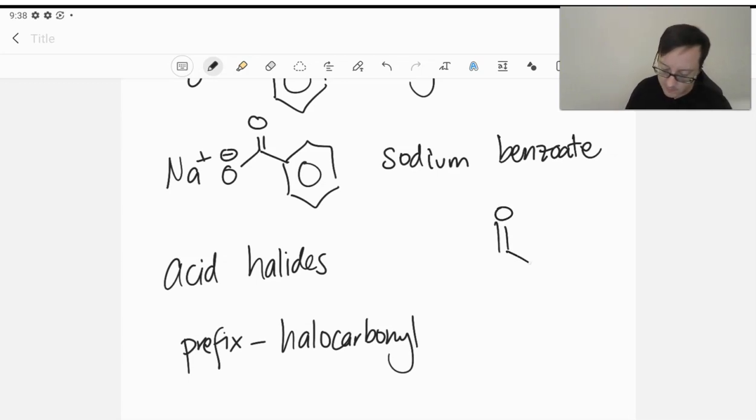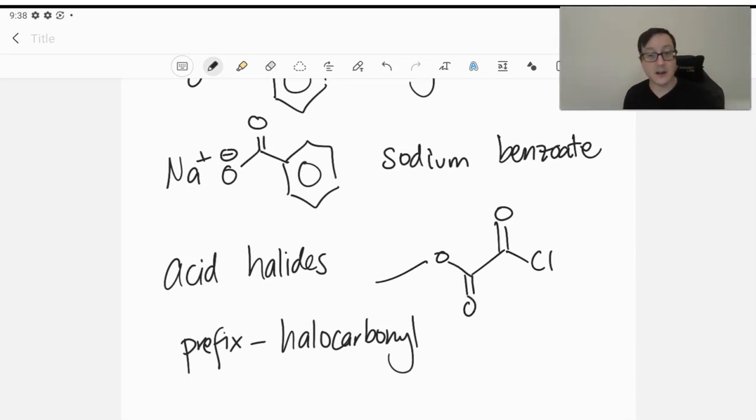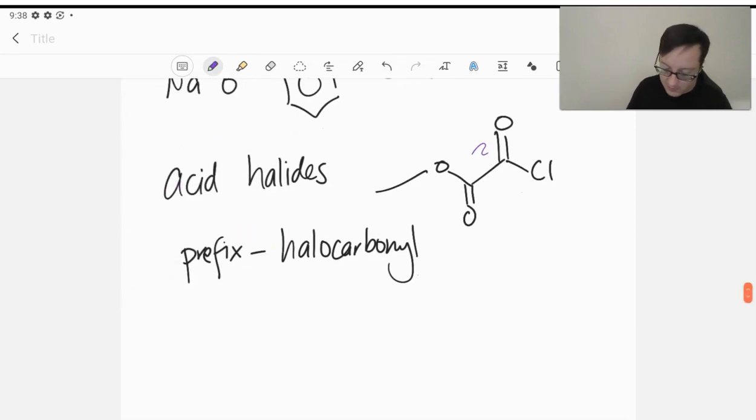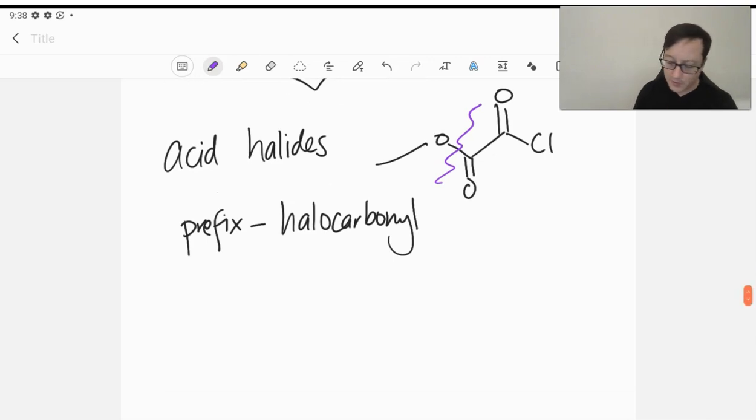Here's one we can do. Why don't we do this one? It's got an ester and an acid halide. So for this one, we have to look at what's our highest priority group. It's the ester. We have to follow ester naming rules. So in order to name the ester, there's two parts. We have the oxygen part and the carbonyl part. So we're going to basically break our molecule along that ester bond and name everything separately. So on the left, on the oxygen side, we have a methyl group, and that's it.